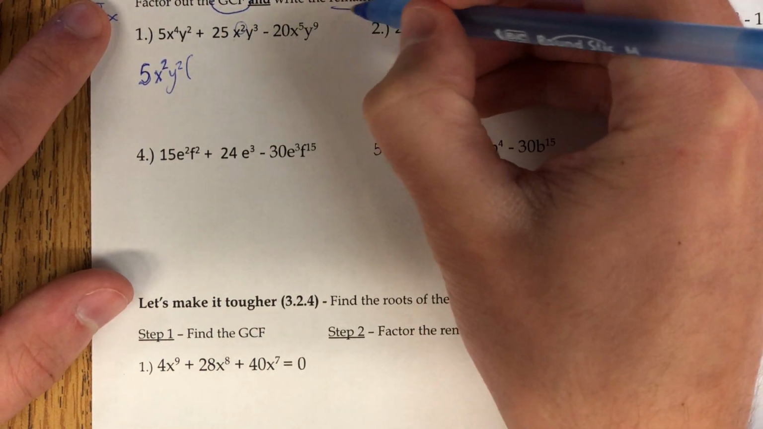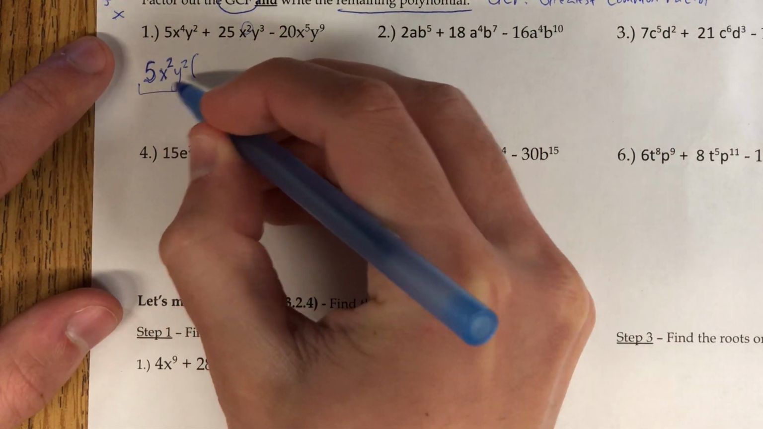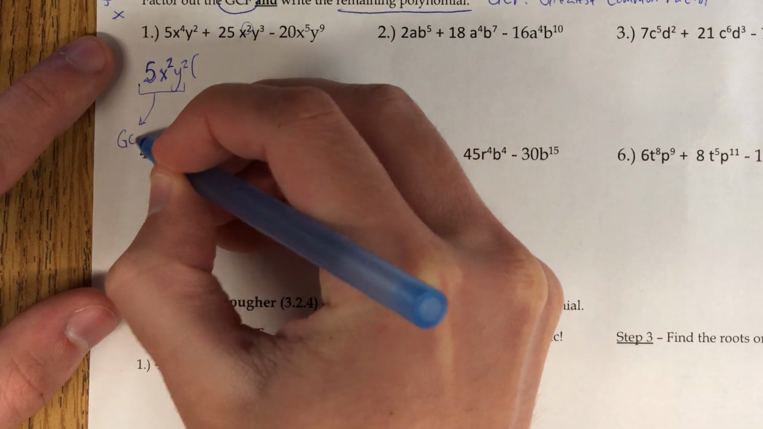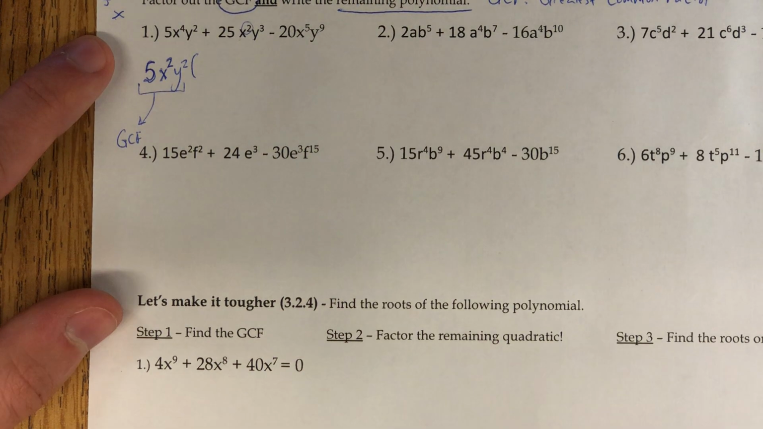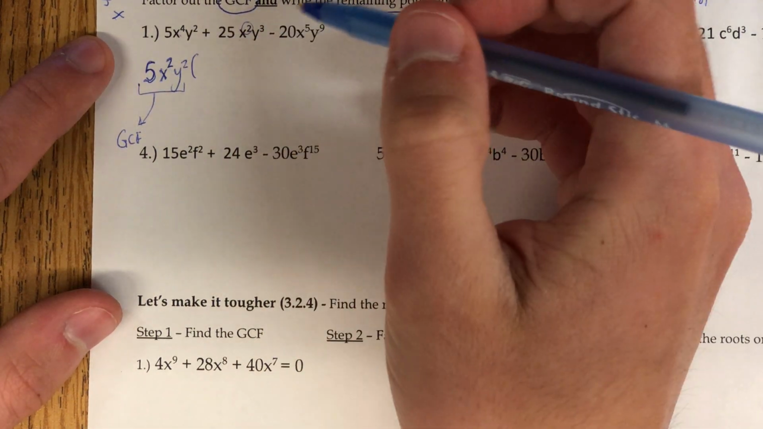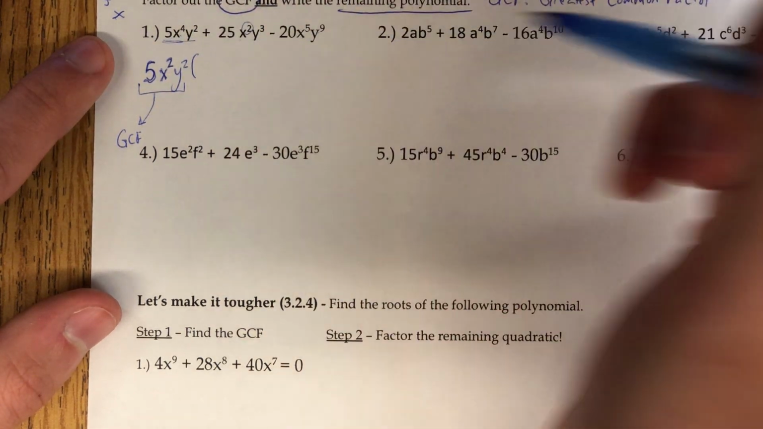Now, what we need to do next is write the remaining polynomial. So this is what we call this piece here. This is our GCF. Our remaining polynomial is what's left over, and the way we determine that is by dividing every term by our GCF. And we just go piece by piece. So we'll start with 5x to the fourth y squared.